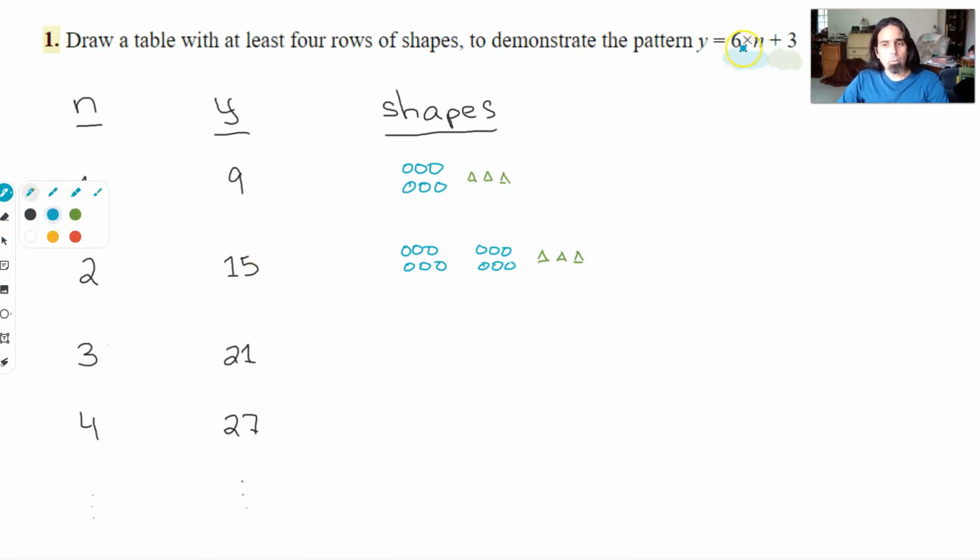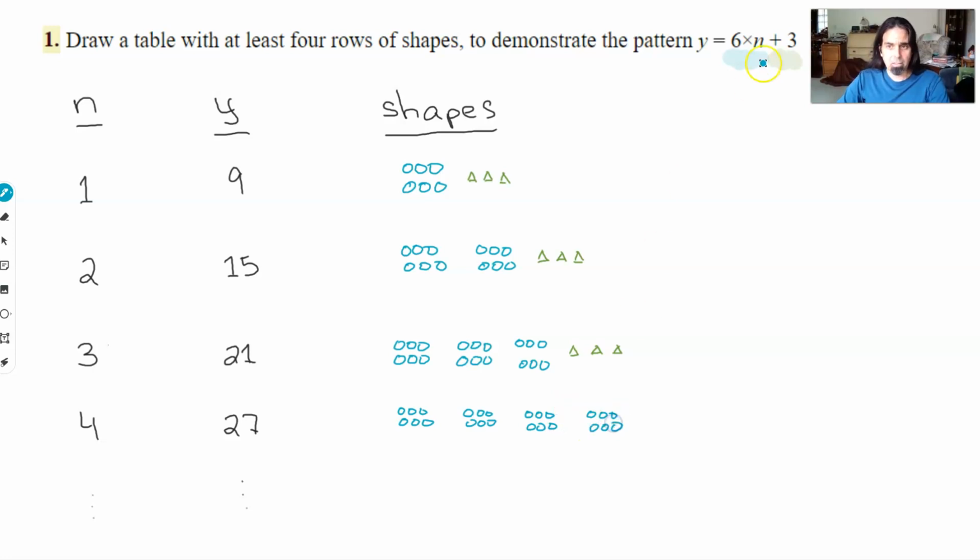For my third row, we have 6 times 3. 1 clump of 6, 2 clumps of 6, 3 clumps of 6. And 3 more. For my fourth row, I have 6 times 4. So here's 1 clump of 6, 2 clumps of 6, 3 clumps of 6, 4 clumps of 6. And then again, there's 3 things stuck onto the end.